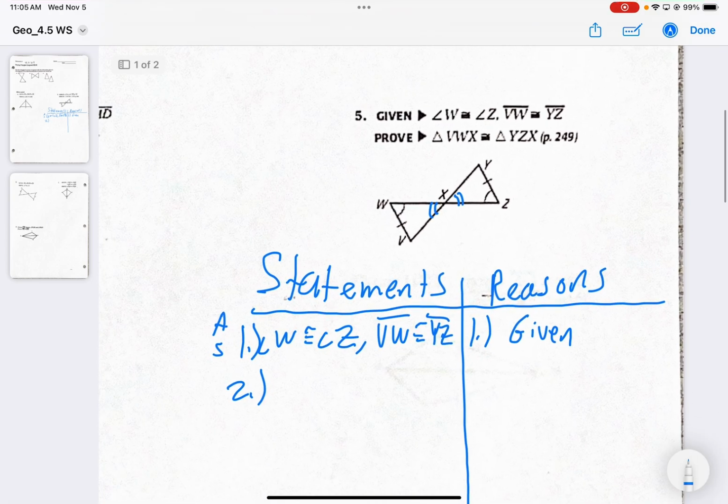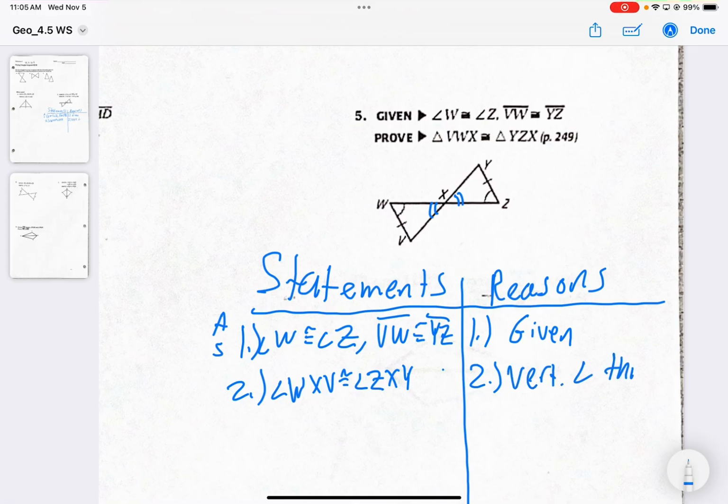So then I need to list that. It's one thing to mark it in my picture, but then I need to say angle. And when you guys say your vertical angles, don't just say angle X. You need to have 3 letters. So I'm going to say angle WXV is congruent to angle ZXY. And then the reason for that was because they were vertical angles. So I'm going to say vertical angle theorem. Cool. So I showed another angle.